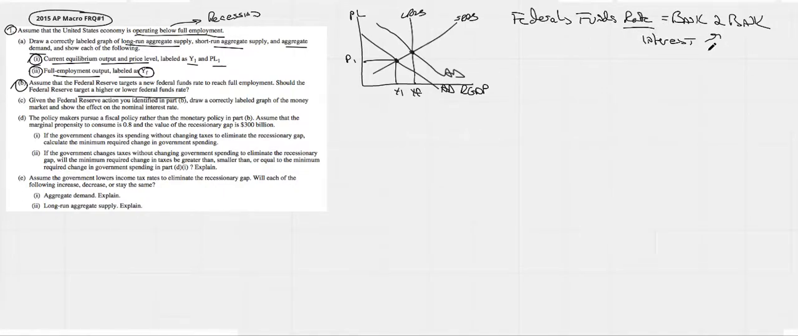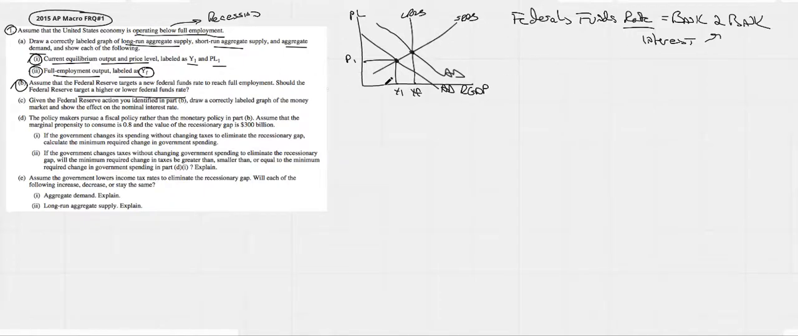Got it. Now, assume that the Federal Reserve targets a new federal funds rate to reach full employment. Should the Federal Reserve target a higher or lower federal funds rate? First, we need to just know what a federal funds rate is. The federal funds rate is simply the rate of interest that banks charge one another. It is bank-to-bank loans, that rate of interest that banks charge one another.